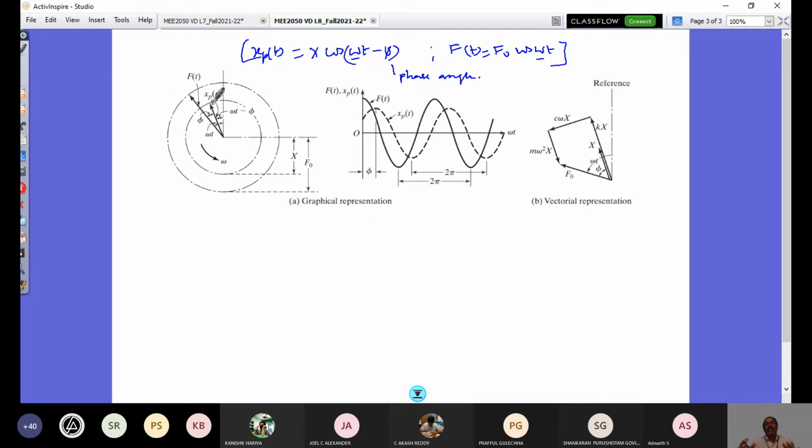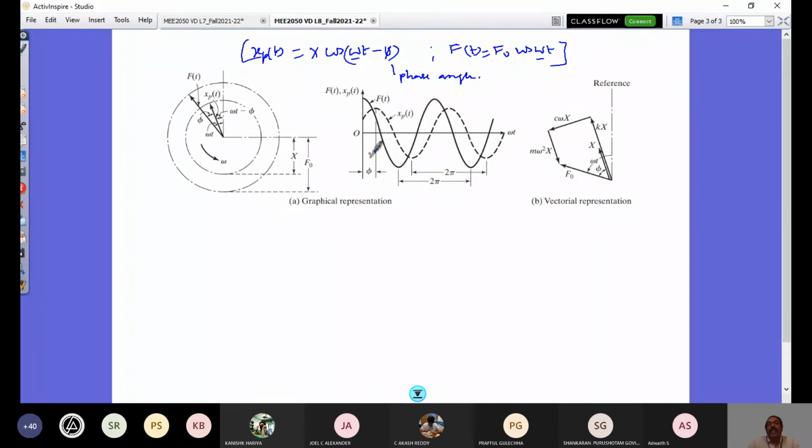So I have just plotted only x_p of t. If I plot x dot of p, it would lead by phi by 2, and x double dot of p would lead the displacement by pi. Like that you would have it. That is not represented here; only displacement is represented. So the variation you can see here.